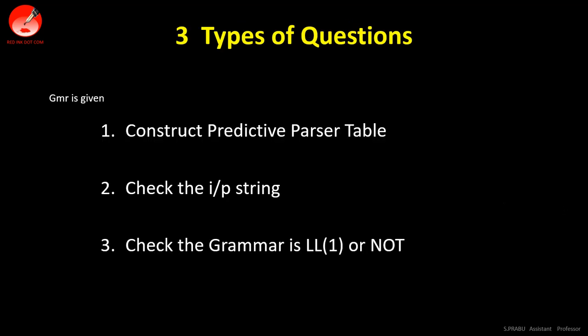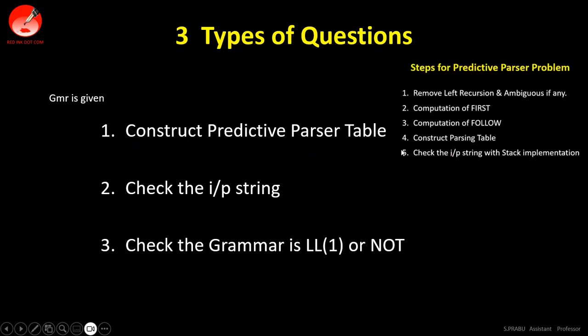So this problem can be asked in three different ways. First, a grammar is given, you are going to construct the predictive parsing table. So you can do the process up to the fourth step. In a second way, the grammar is given, also one input string is given. You need to check whether the input string is valid or not. So after completing these four steps, you also check the given input string through the stack implementation.